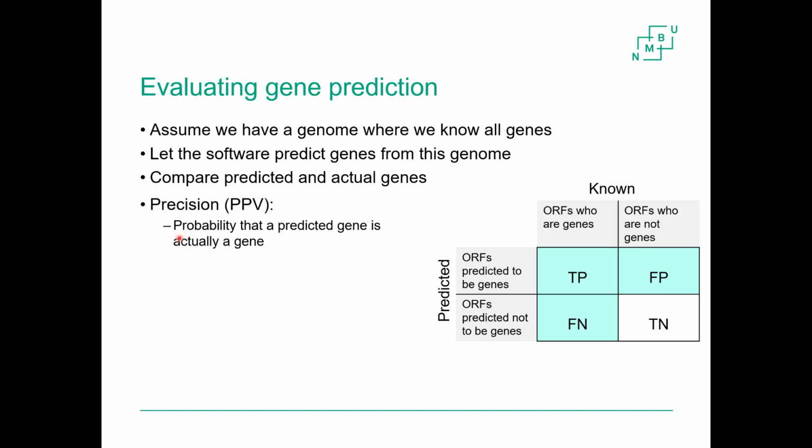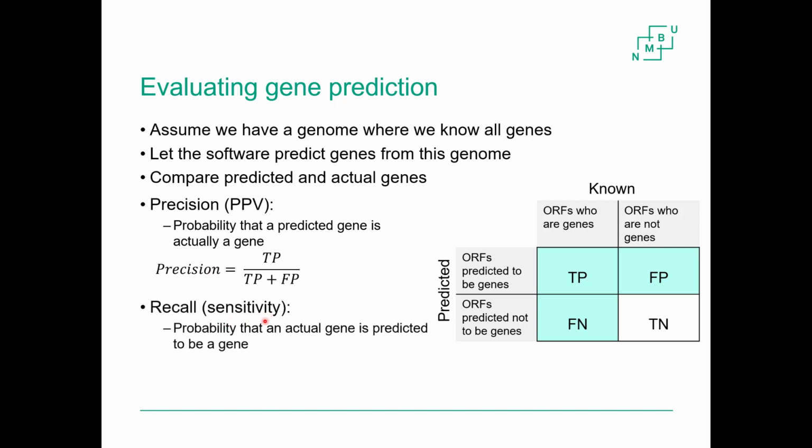The precision is the probability that the predicted gene is actually a gene. And here's the formula. You can see it takes the true positives, this value, and divides by the number of true positives plus false positives, which is the sum here. You can see that the sum in these two cells is all the predicted ones. So the fraction of true positives among all the predicted ones, that's the precision.